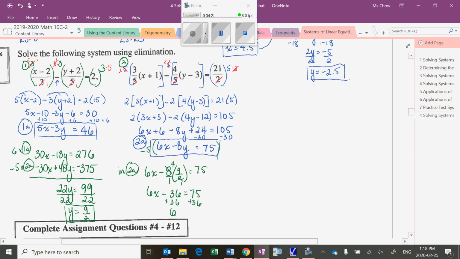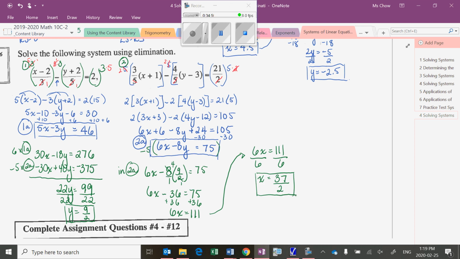Then we've got 6x is equal to 111, and I just need a little bit more space here. So 6x is equal to 111. We'll divide both sides by 6, and 111 does not divide nicely by 6, but it does divide by 3, so we can reduce that fraction. So 3 into 111 goes 37 times, so x is then 37 halves. And we have our x and y values.